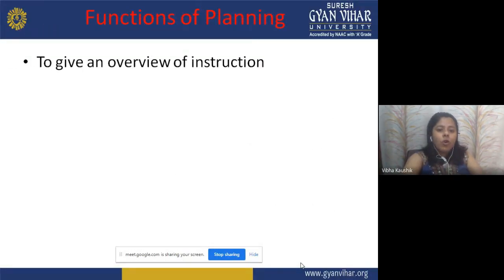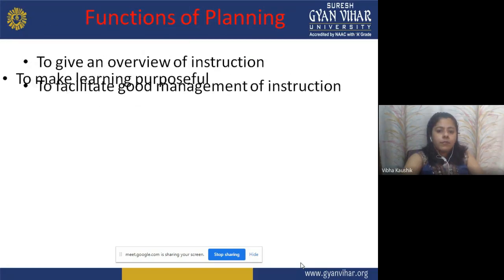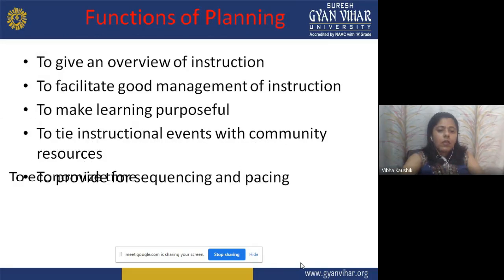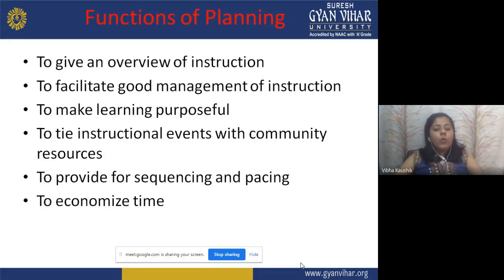Now, functions of planning. What are the functions of planning? The first one is that it will give an overview of instruction. What type of instruction will be used by the teacher during the teaching learning process of that particular topic? The teacher will decide that to teach this particular topic, I will use these types of instruction.